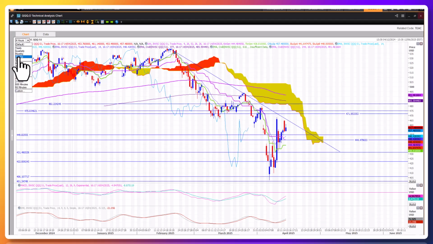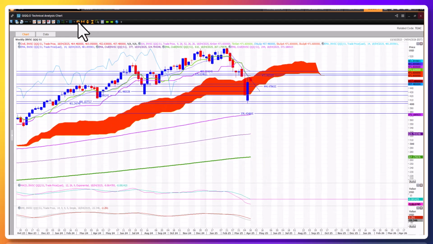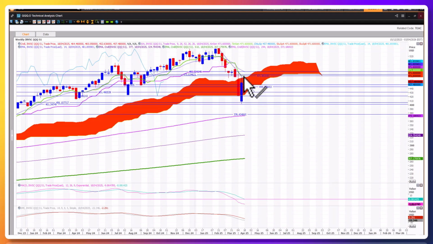Just back to the weekly, let's have a look at that quickly. You can see the fantastic rebound back above the bottom end of the cloud. You can see the top end of the cloud is a critical resistance zone, as well as the bottom end of the front end of the cloud. So keep an eye on this 471 zone, as well as this 475. These are critical resistance zones on the weekly. But so far so good.